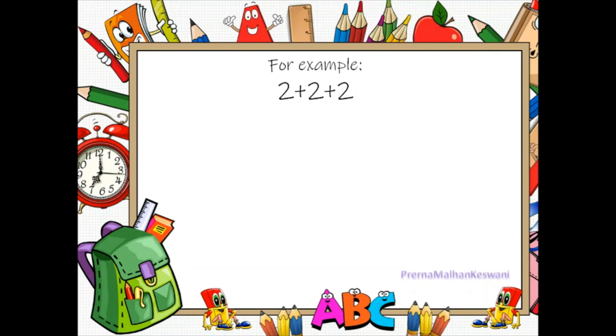Let's take this: 2 plus 2 plus 2. The answer is really simple. This can be calculated on your fingers also. The answer will be 6. But have you seen how many times we have written 2? Yes, we have written 3 times. We have written 3 times 2.